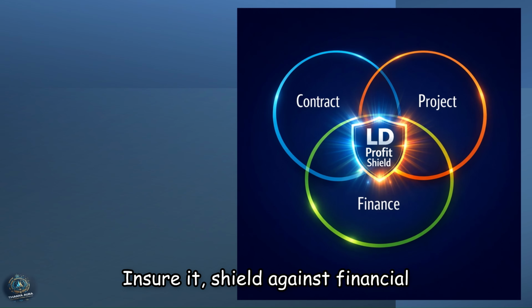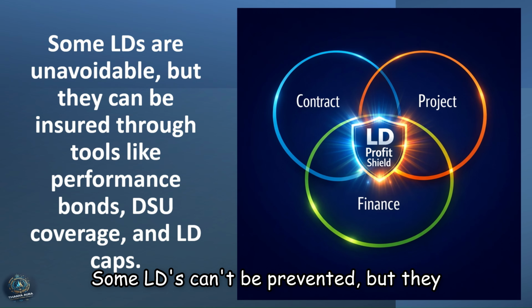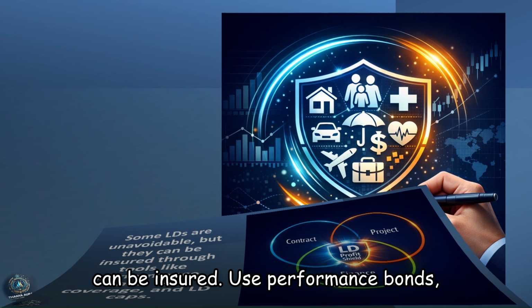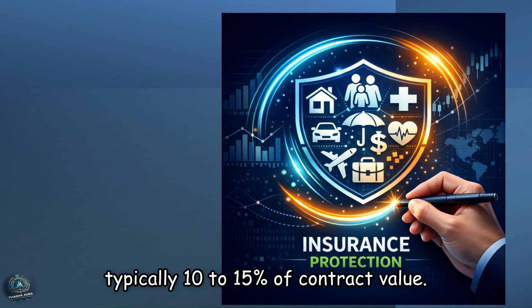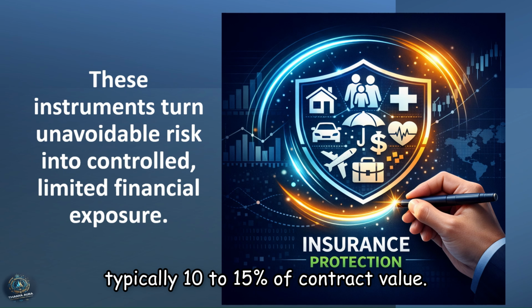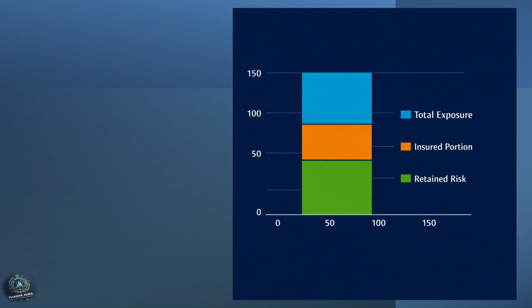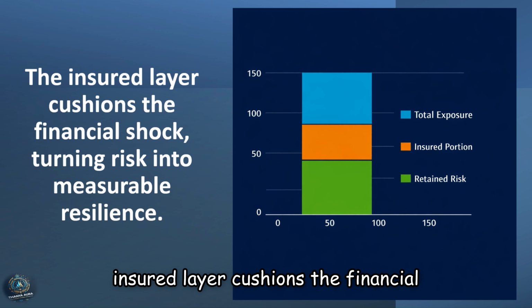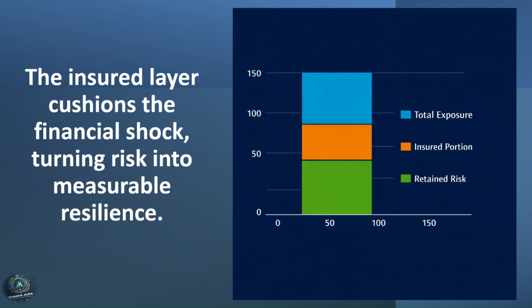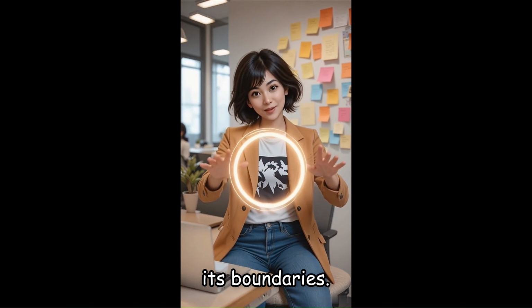Insure it. Shield against financial impact. Some LDs can't be prevented, but they can be insured. Use performance bonds, delay in startup insurance, or LD caps, typically 10 to 15% of contract value. These instruments convert unavoidable risk into limited exposure. This visual quantifies resilience. The insured layer cushions the financial shock. You can't erase risk, but you can draw its boundaries.